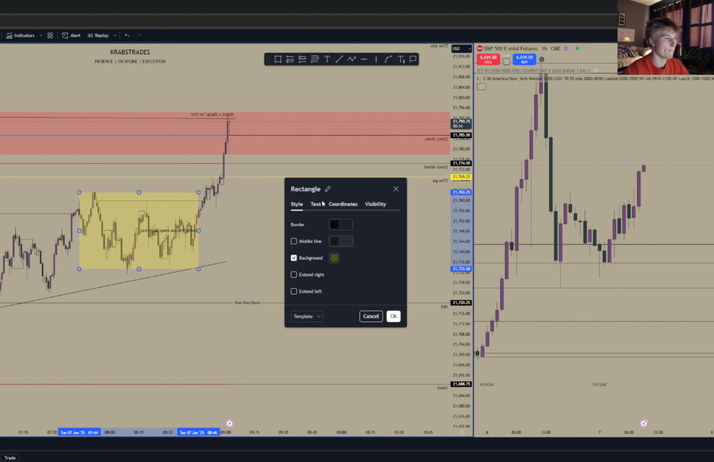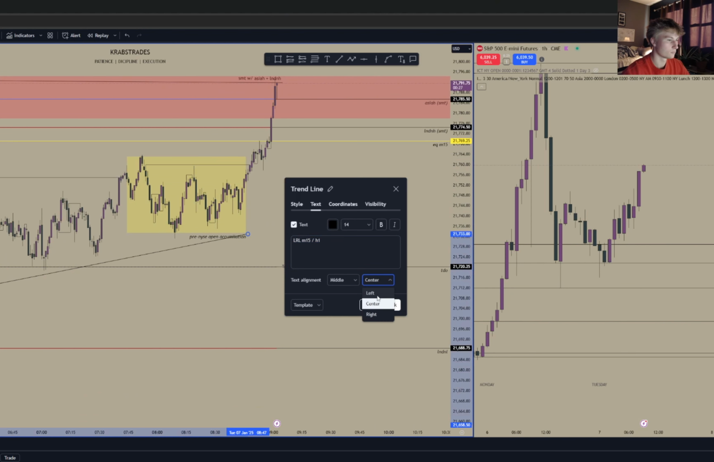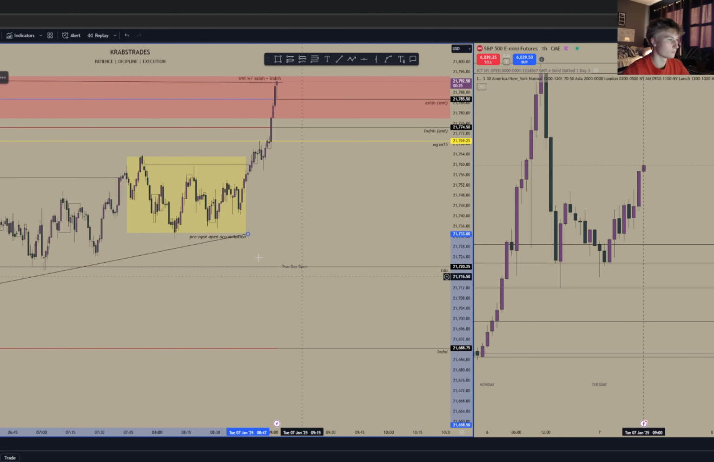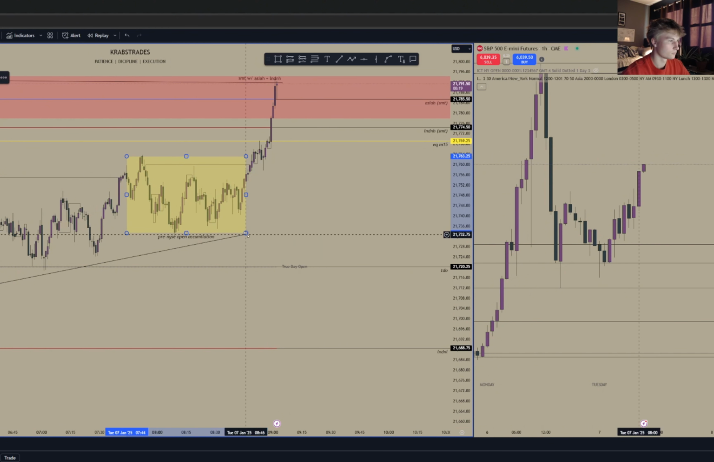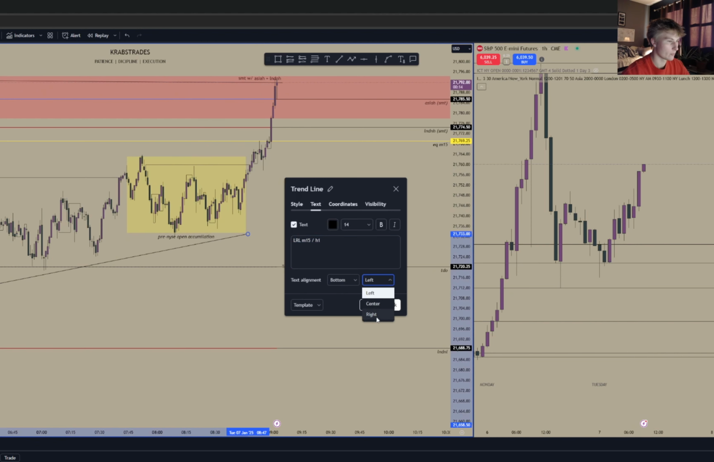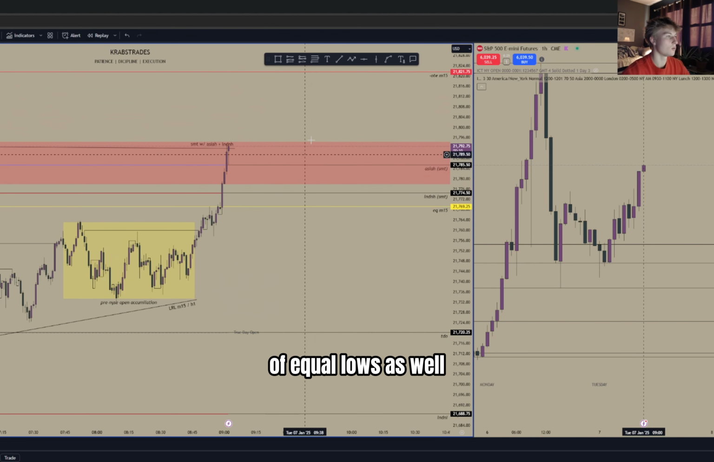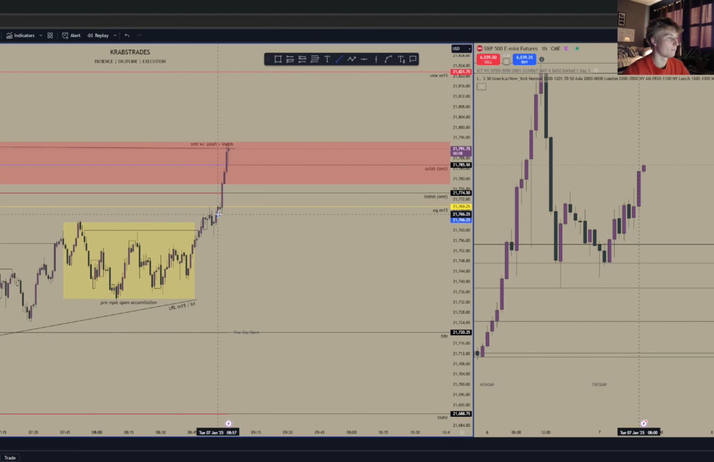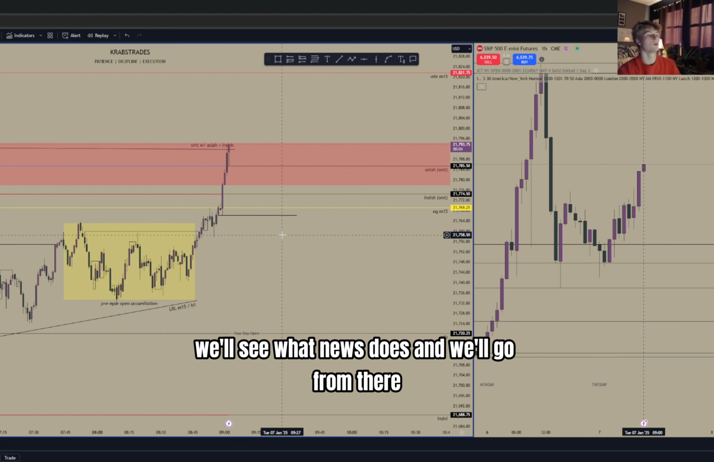Right there. Left equal lows as well. So yeah, we'll see how the market opens up. We'll see what news does, and we'll go from there.